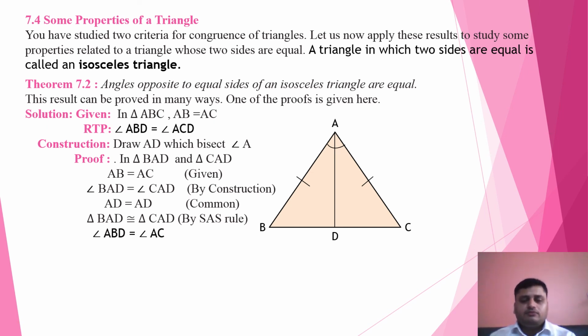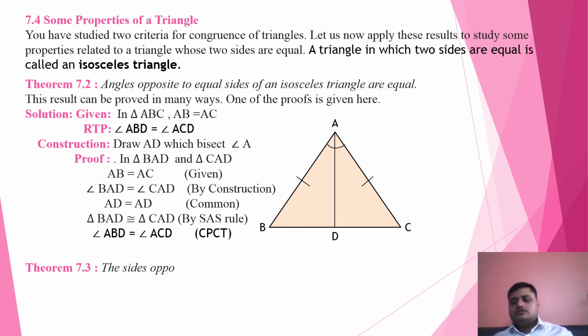And if the triangles are congruent, we can say that angle ABD is equal to angle ACD, and the reason will be CPCT. I hope the solution of this question was clear. So that is theorem 7.2, which says angles opposite to equal sides of an isosceles triangle are equal.